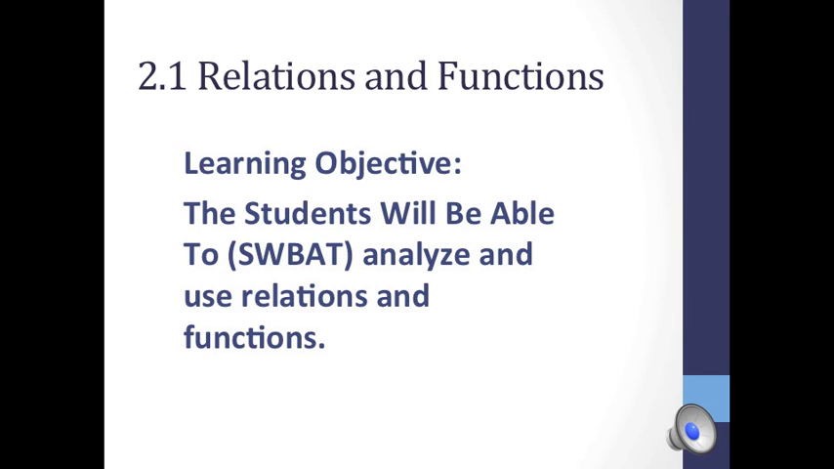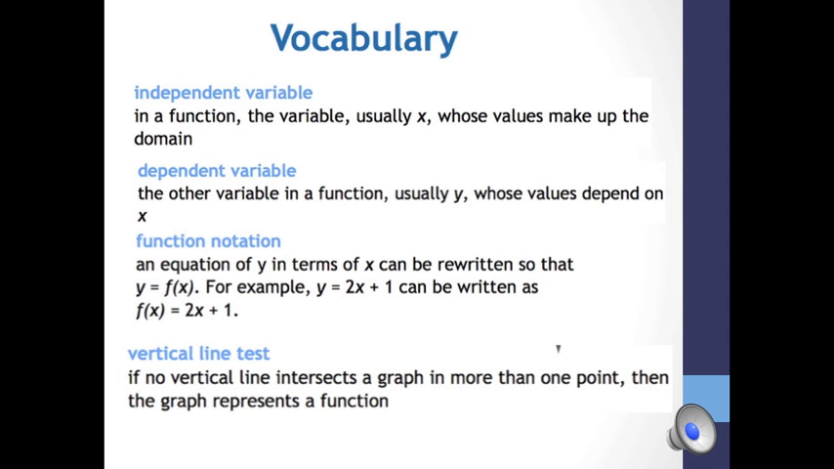We're going to take a look at the next slide in a little bit, which is the vocabulary. With the vocabulary, we have an independent variable, which is the x variable, and that's our input variable. The dependent variable is normally our y variable, and that's our output variable. The output, the answer, depends on the input variable. Function is notated as f of x, and that's a function notation. Vertical line test helps us determine if a line of a graph is a function.